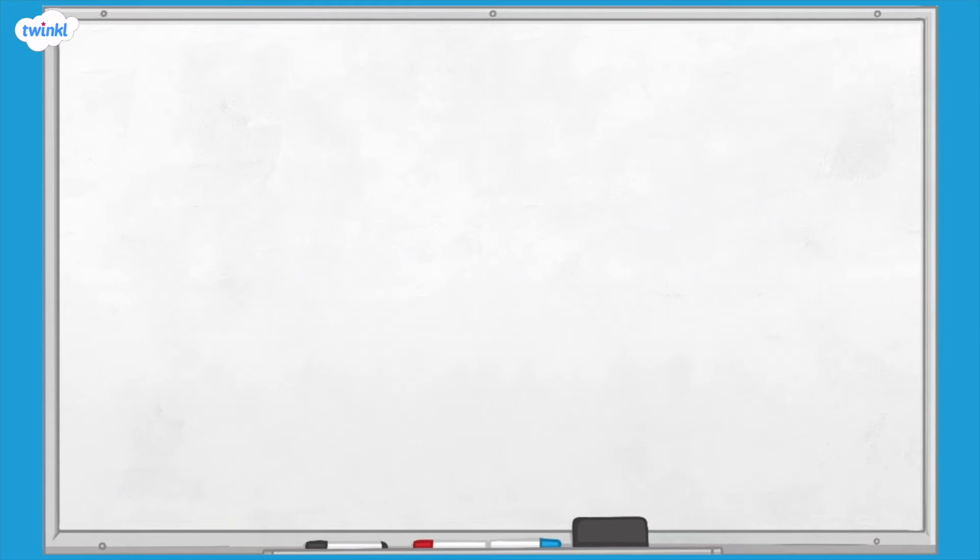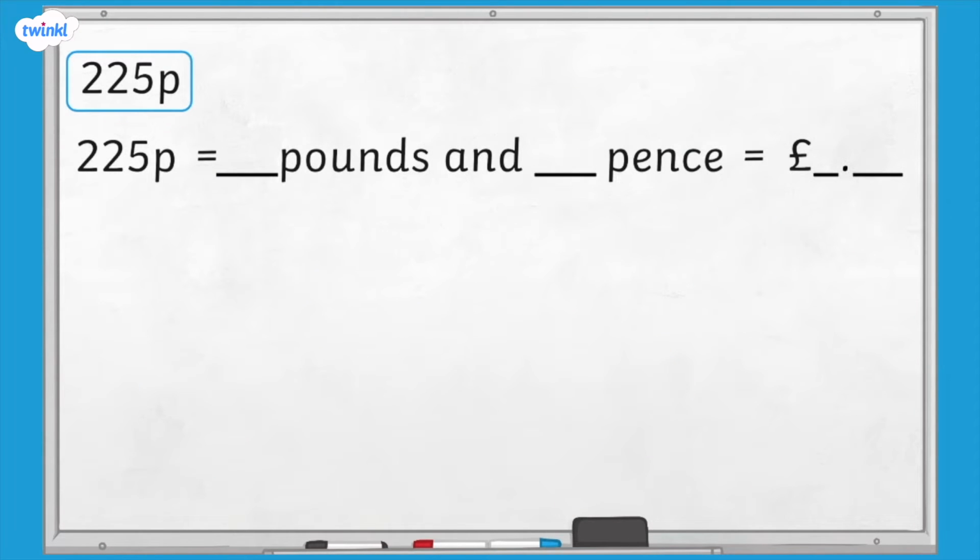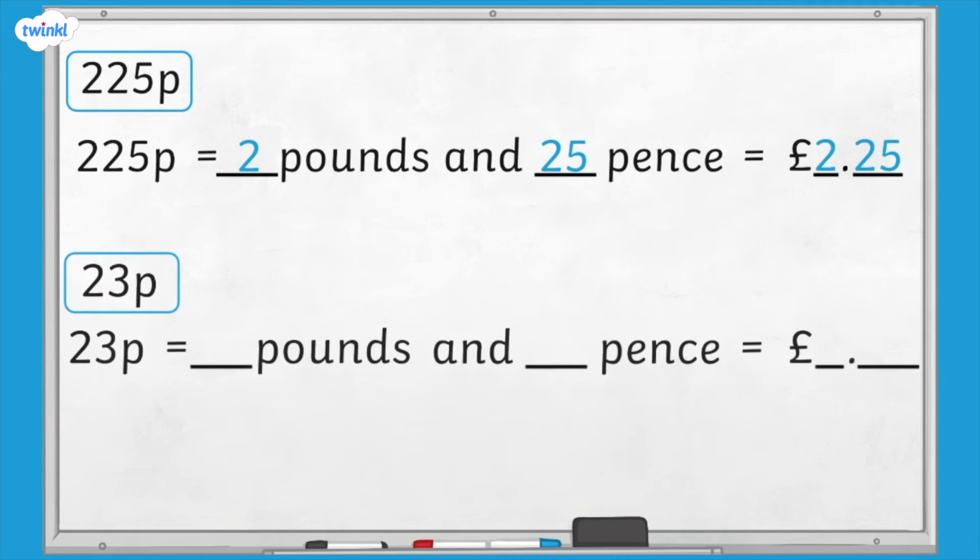Let's take a look at this value here. 225 pence is equivalent to £2.25, which would be written as £2.25. If we have a value in pence that is less than 100, we can still convert this value to pounds and pence. For example, 23 pence has no pounds and 23 pence, which would be written as £0.23. We would usually say 23 pence.